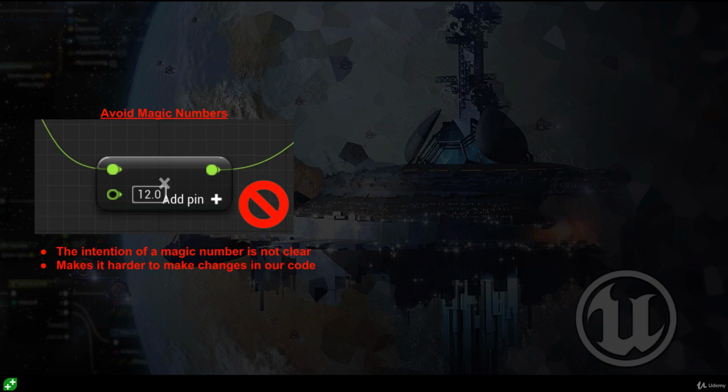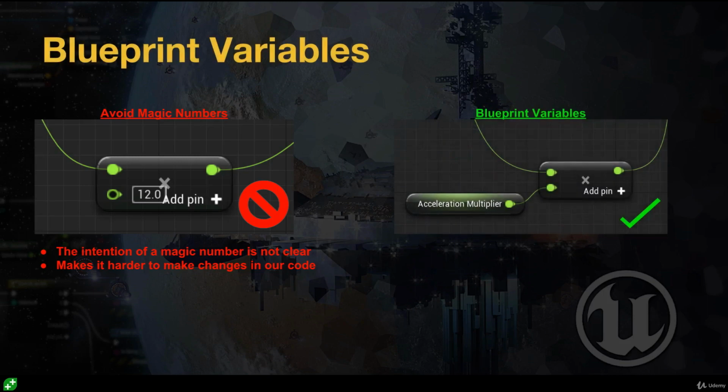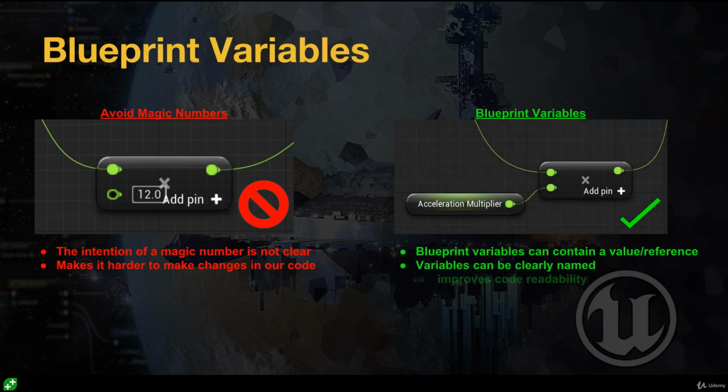Well, we can make use of blueprint variables. Blueprint variables can be assigned a value or a reference. And the variables can be clearly named, improving the readability of our code. And best of all, blueprint variables can be reused multiple times in different locations. If we change the value of the variable, it will change it everywhere we have used it. So we only have to change the value in one place.